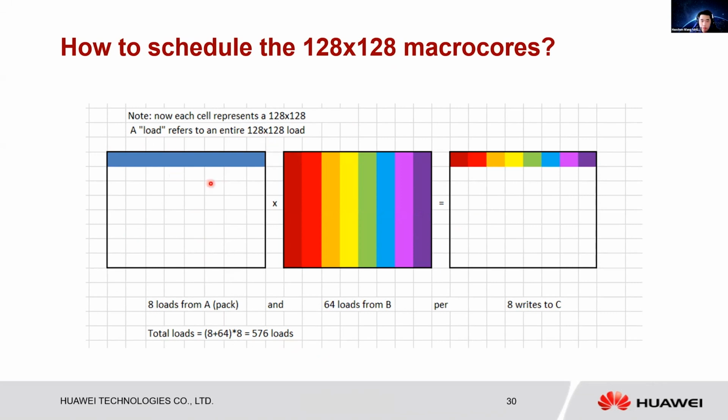Of course, you can just do it the naive, traditional way. You just do single inner products. You load a 128 times matrix size row from A, you load a single column from B, and you multiply them to get a single element in C, a single 128 by 128 macrocore element in C, and you just do this for every single element in C. That tallies up to 576 loads: 8 loads from here, 64 loads from here per 1/8 of the C writes.